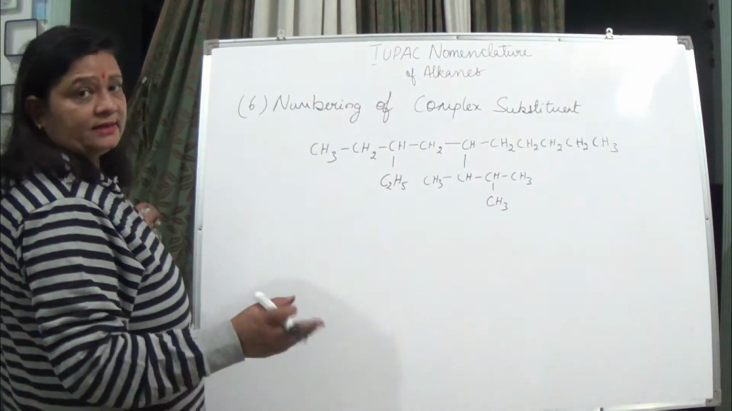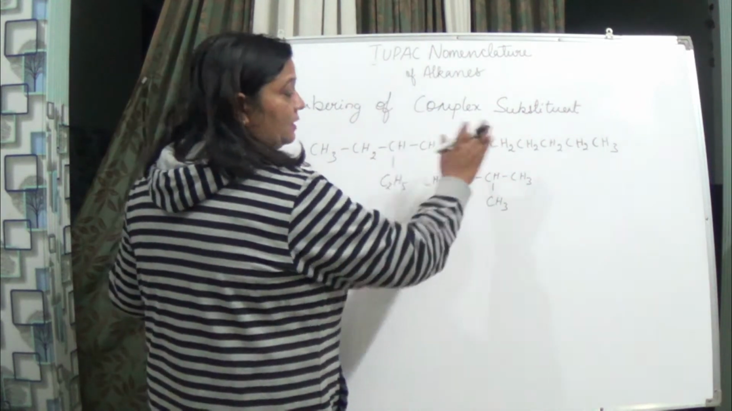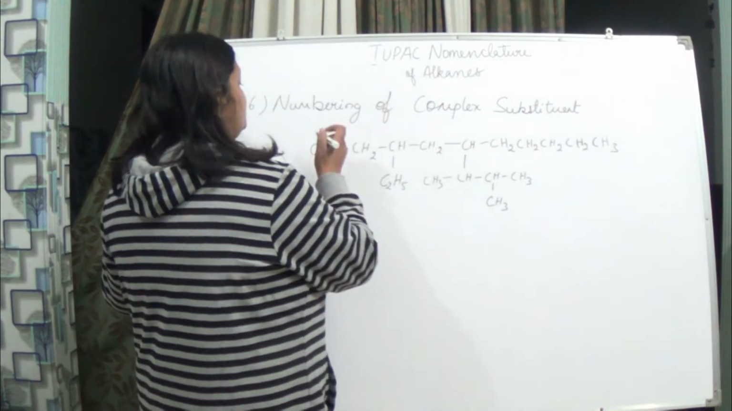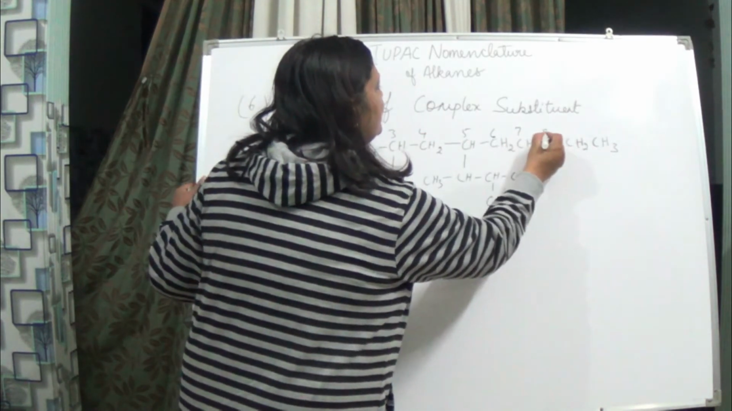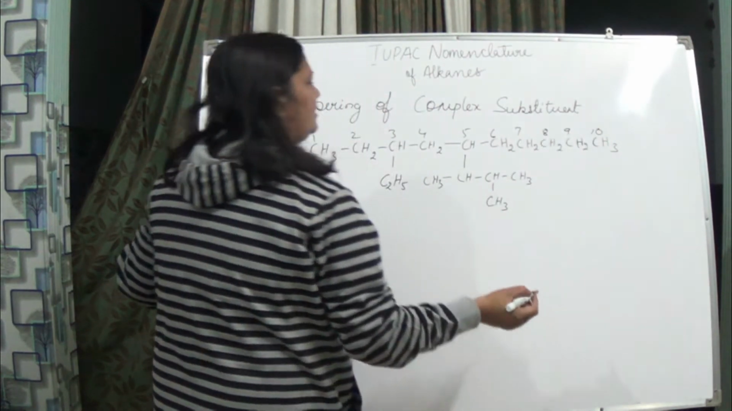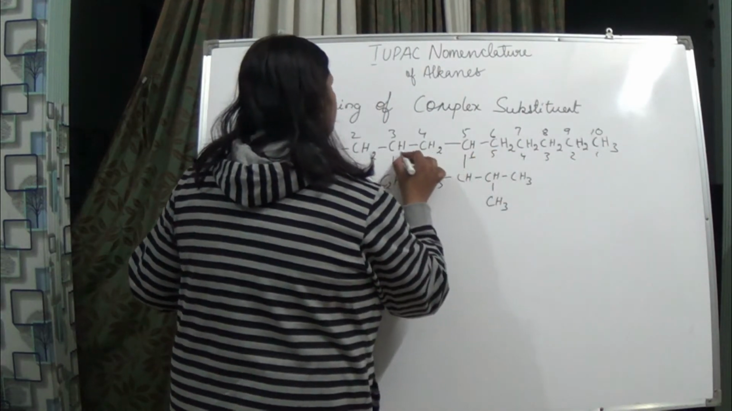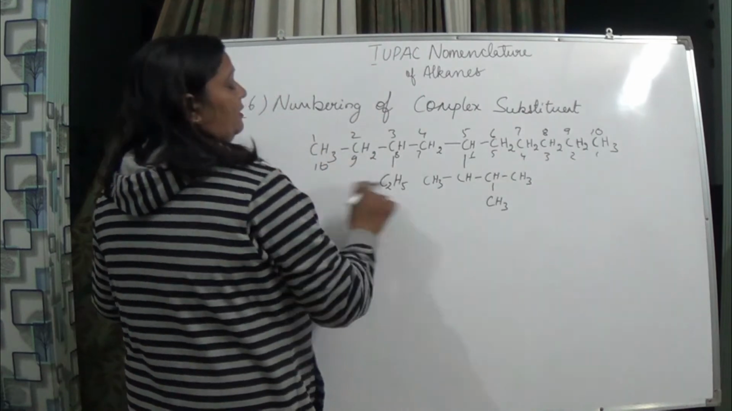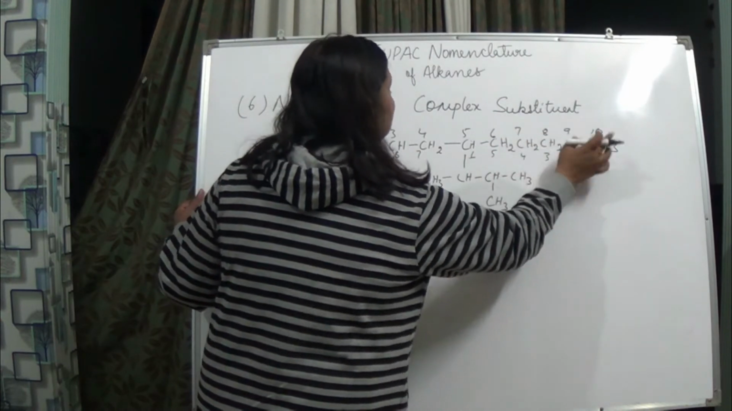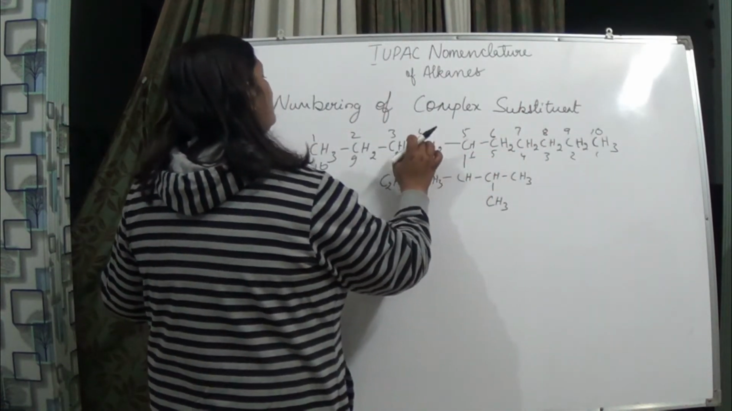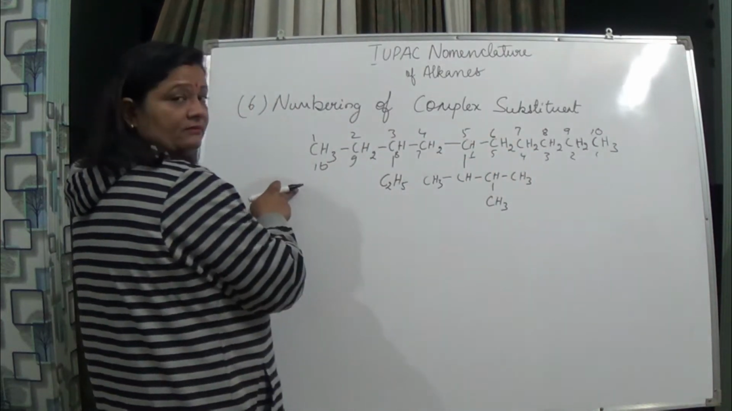Now let us see another example of a complex chain. When we are counting, we have to take the longest chain first. So we can count from here 1, 2, 3, 4, 5, 6, 7, 8, 9, 10. We can also count from here 1, 2, 3, 4, 5, 6, 7, 8, 9, 10. If we are counting from here, it will come less only, 1, 2, 3, 4, 5, 6, 7 only. From here also you count 1, 2, 3, 4, 5, 6 only. From here if you are counting, the same will come because here ethyl will go in branching.